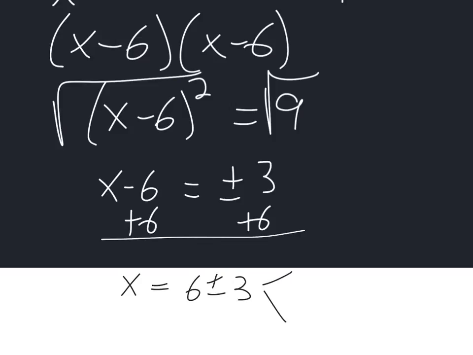And then solve for both cases. So one of them is going to be x equals 6 plus 3, and the other one's going to be x equals 6 minus 3. All right, and that'll give you 9 and 3. Okay, and those will be your two answers.